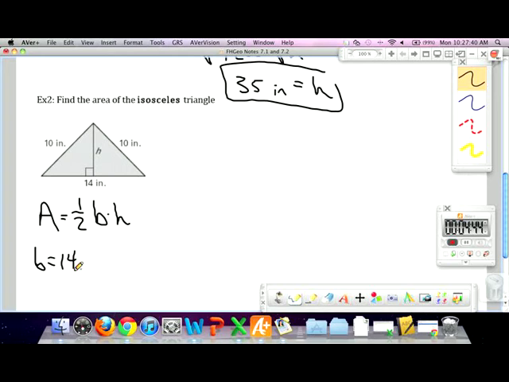I like what you're going to do, but I want to make sure that we understand why this has to be so. How do we know that this is being bisected to begin with? What's forcing it, Steve? Well, because the two side lengths on the right and left are the same. Okay, so it's isosceles. So what does that mean? This triangle's isosceles. What does that tell us?